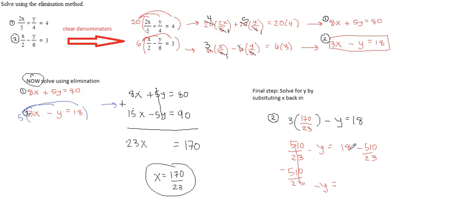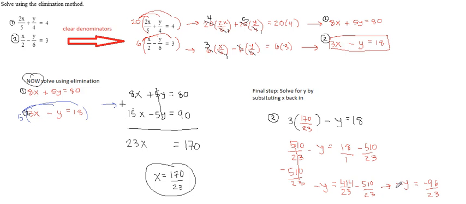I can't combine these right now unless I have a common denominator. Right now it's 18 over 1, so I'm going to make a common denominator of 23. Since this 1 was multiplied by 23, I need to multiply the 18 by 23, which gives me 414. Now I can subtract the numerators, 414 minus 510, so I have negative y equals negative 96 over 23.